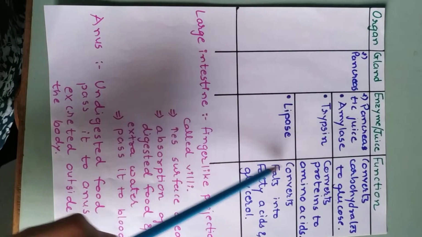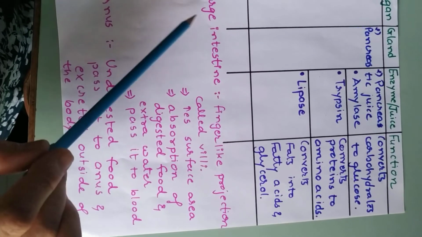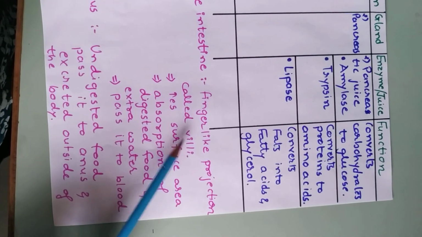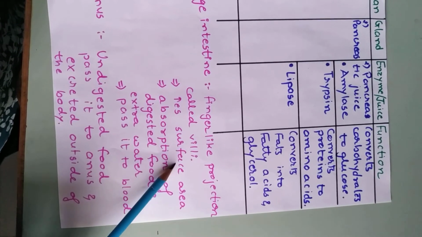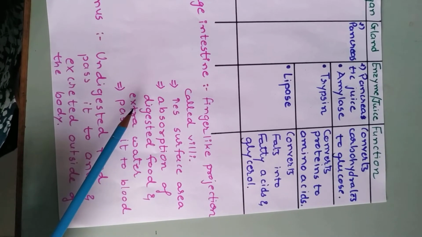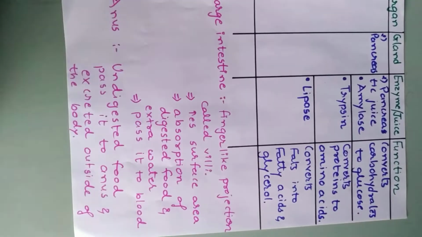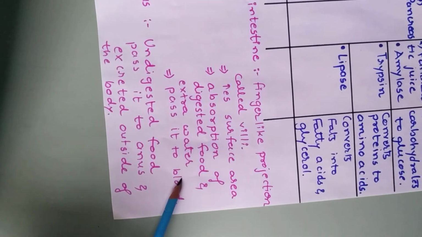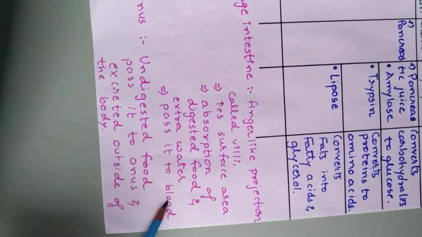Now this digested food enters your large intestine. Here, what happens? This intestine doesn't contain any enzyme, but it has finger-like projections called villi, which increase the surface area. And because of that, absorption of digested food takes place, and whatever water molecules are present in your food are absorbed. And these microvilli come in direct contact with the blood. So digested food directly enters your blood, then goes to the cells and different tissues.